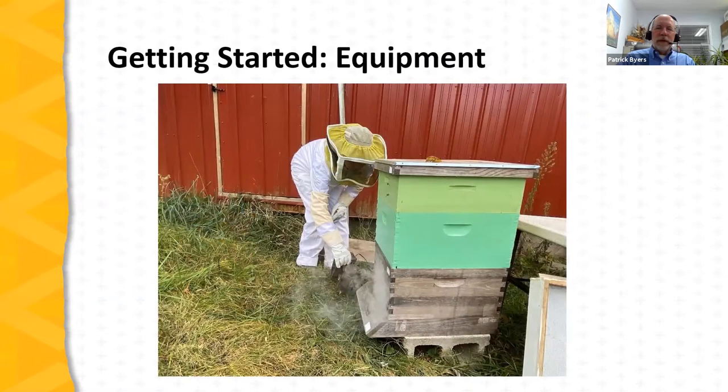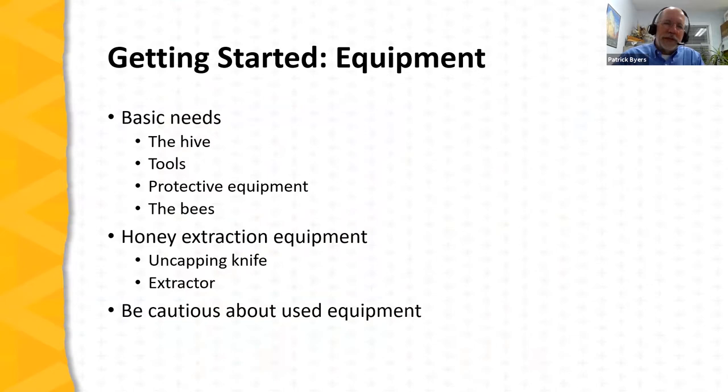Okay, now let's talk a bit about beekeeping equipment. So what do you need to get started in beekeeping? Well, your basic needs, of course, are the hive. And we talked about the parts of a Langstroth hive, and it's certainly recommended that new beekeepers start with a Langstroth hive. You need some basic tools.